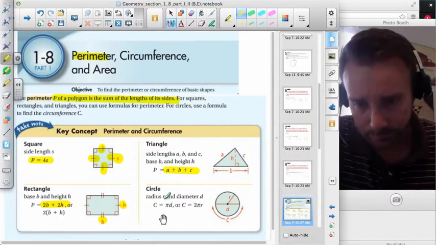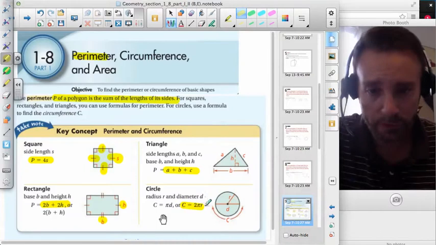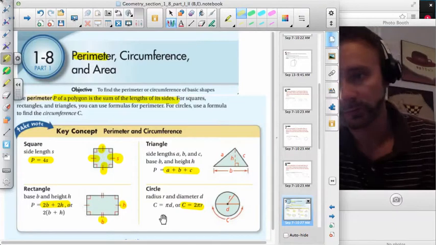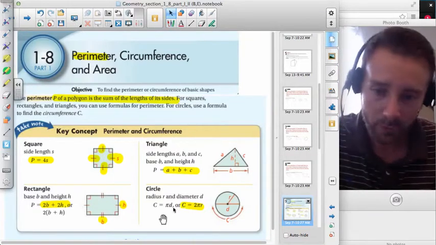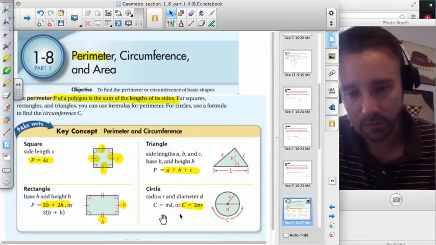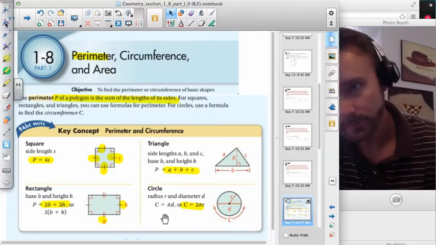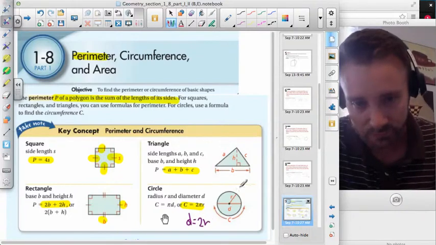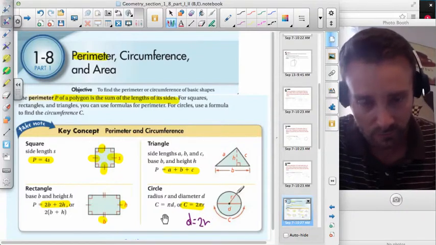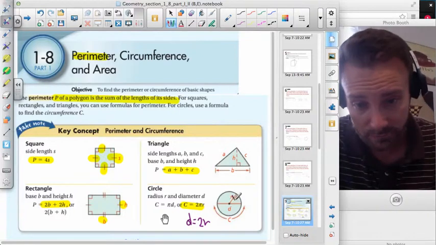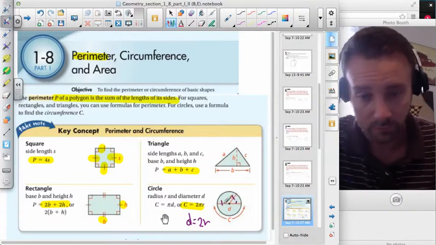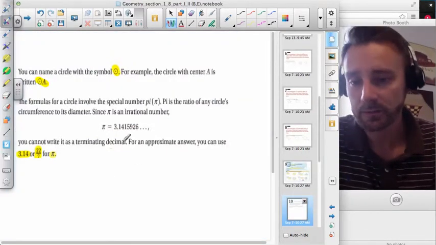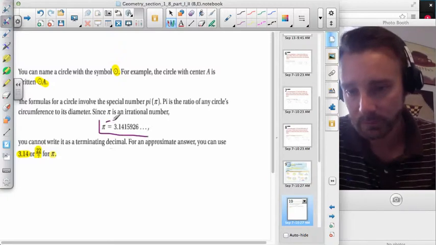For the circle, this is 2 pi r, where pi, I'm going to tell you in a second, is 3.14. Or you can write it as pi d, because the diameter is 2 times the radius. This is the radius, from the center to the circumference. The diameter, if these are all congruent, is 2 times the radius.